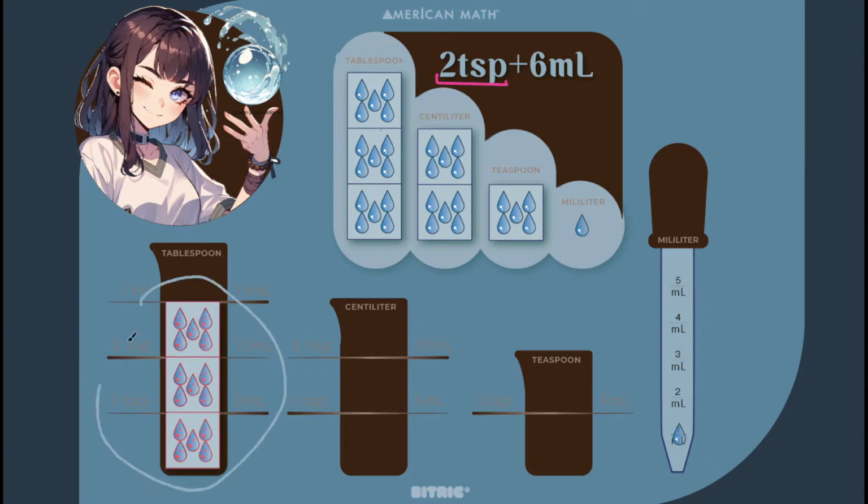Now we're left with 1 tablespoon, 1 milliliter, which is also the same as 15 milliliters put together with 1 milliliter, which is 16 milliliters. So our answer is 16 milliliters, like that. All right, 2 teaspoons put together with 6 milliliters is 16 milliliters. Let's move on to another one, okay?